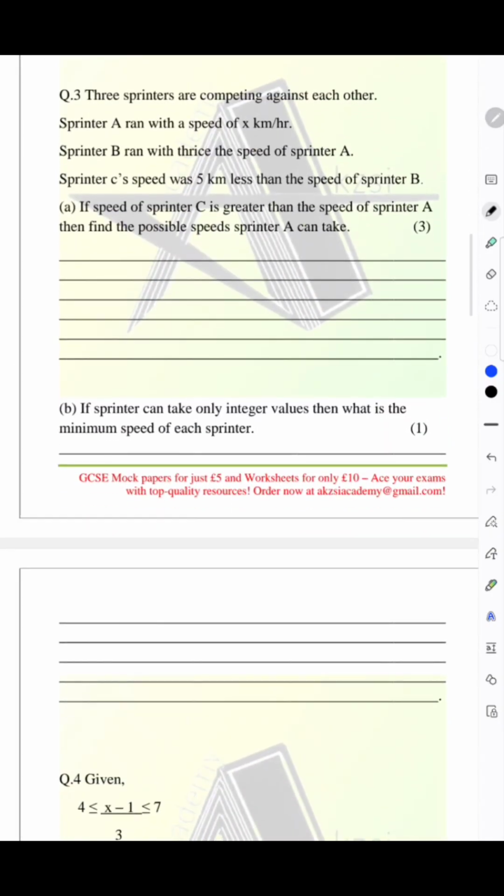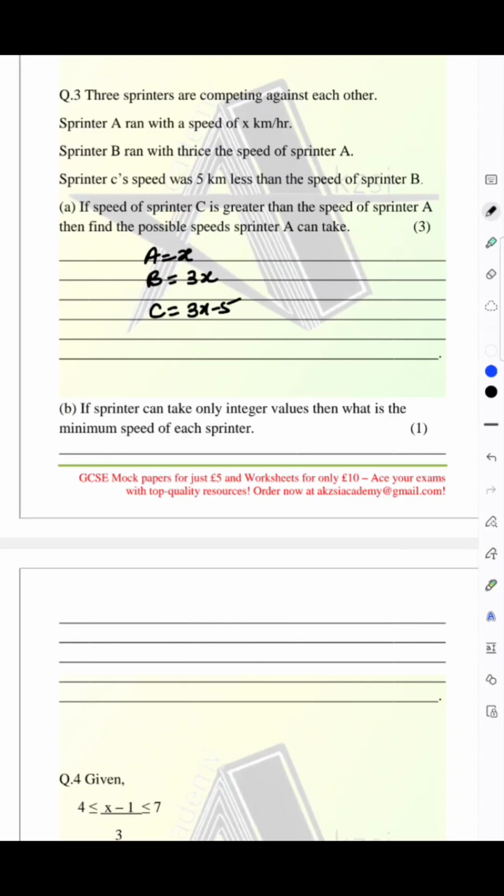3 sprinters are competing with each other. Sprinter A ran with the speed of x, so sprinter A is x. Sprinter B ran with thrice the speed of sprinter A, so sprinter B will be 3x. And sprinter C's speed was 5 km less than the speed of sprinter B. That means C is 3x minus 5, because it's 5 less than it.